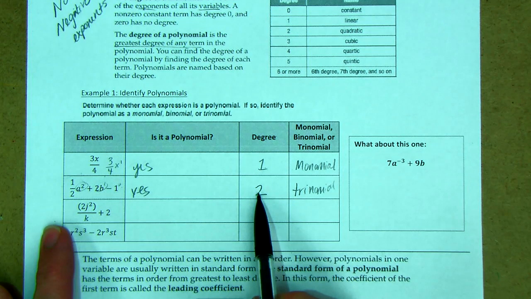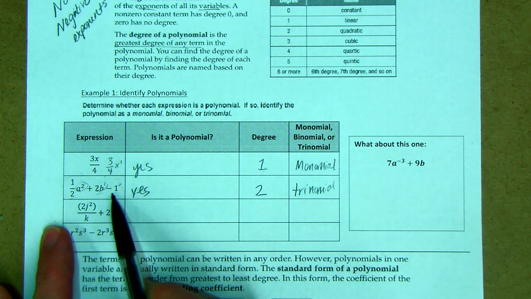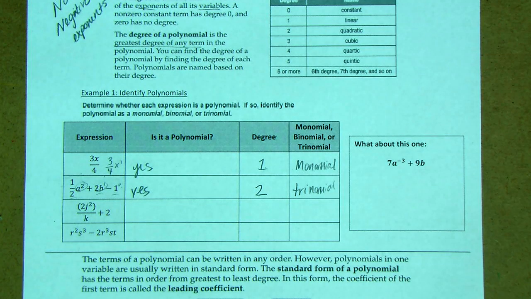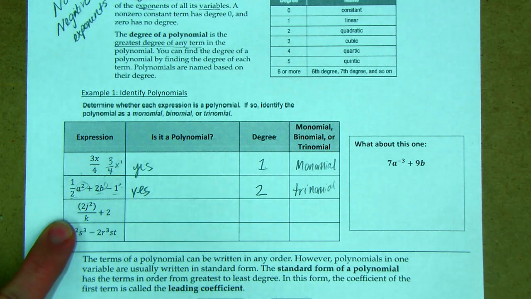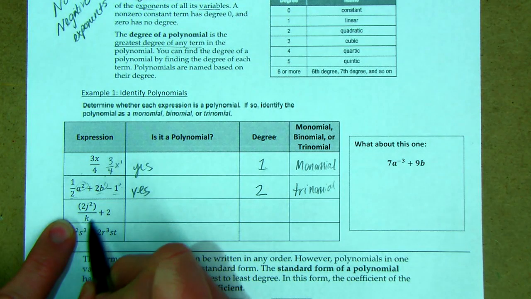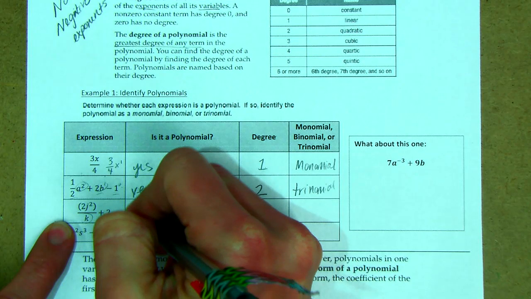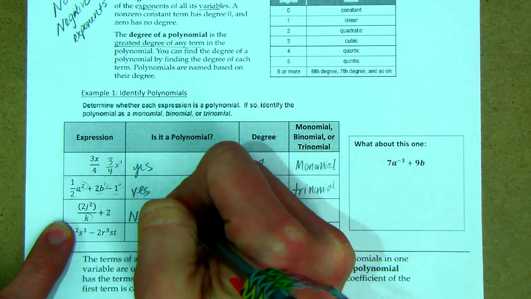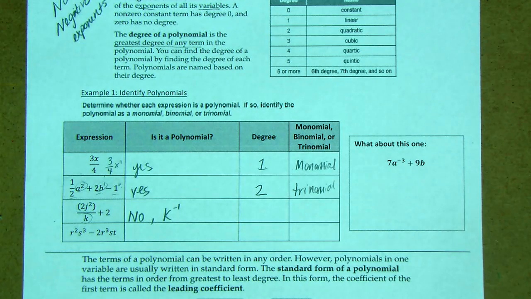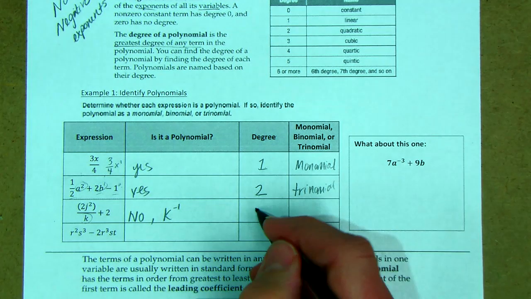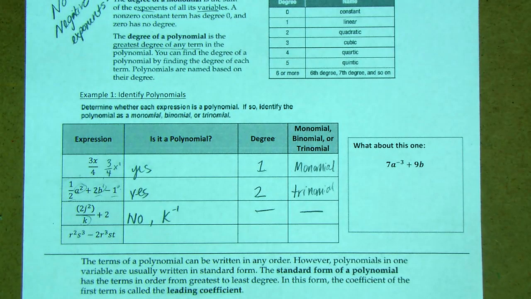Okay, this third one, now we got a fraction, and look what's in the denominator. That's a variable, and so this is a no because k is actually to the -1 exponent, and it is in the denominator, and it's a division problem with a variable, so it's no, which then obviously we don't answer those 2. And the last one there is yes, and there are actually 2 terms.